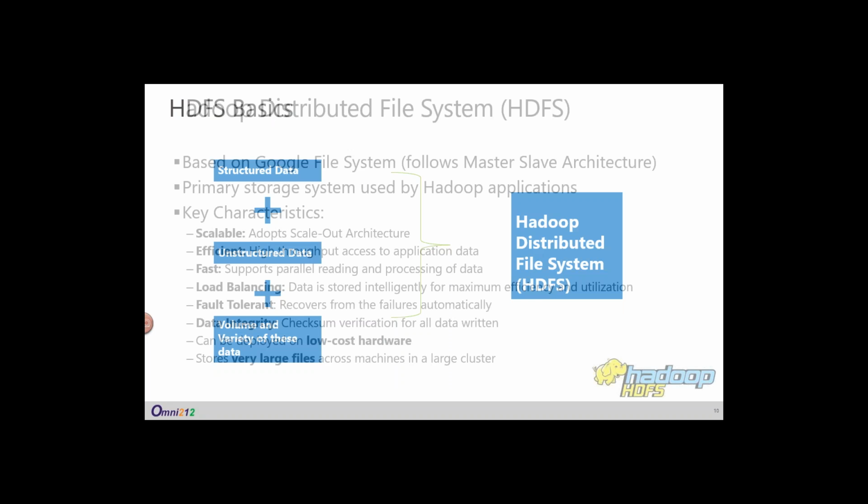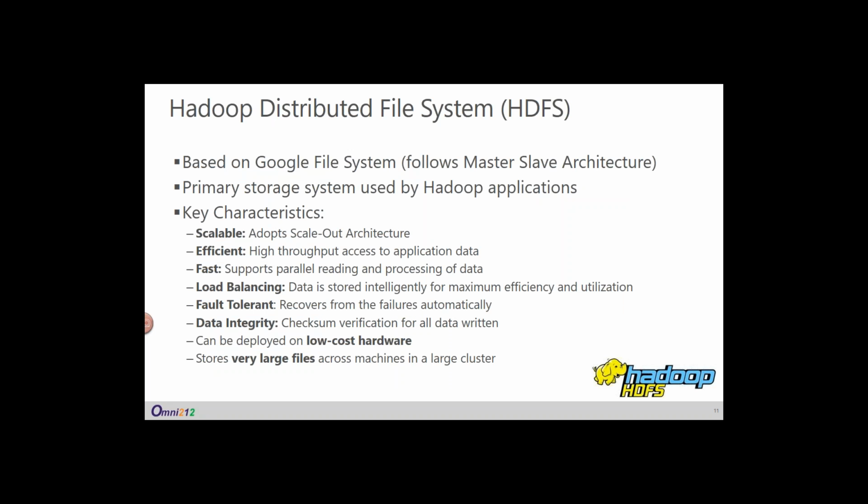HDFS is based on the Google File System, which follows a master-slave architecture. There is usually one master node called the name node, which keeps track of all the data stored across all the other nodes. The client machine always interacts with the name node, which has all the details about the data stored across the entire Hadoop cluster. HDFS is the primary storage system used by all Hadoop applications.